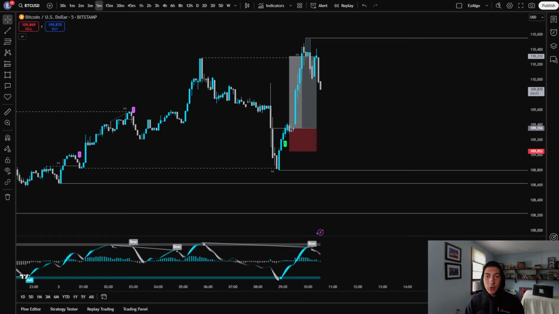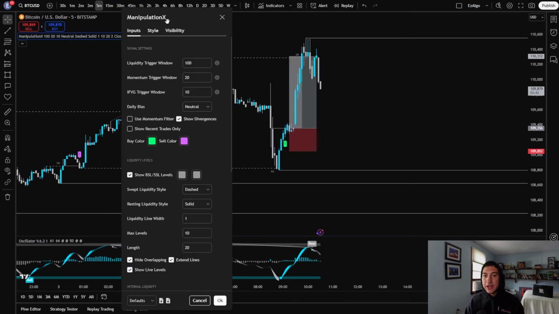Of course, with the indicator, we remove all of the guesswork by simply flashing a signal when all of these confluences are met, meaning you don't have to manually identify anything on your chart. Our indicator will do that for you automatically. So let's jump into how this indicator actually works.